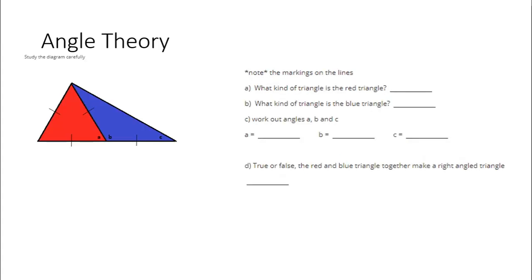Now some more angle theory. Again, you need to look carefully at the diagram. It may not be drawn to scale, but I did warn you up here. Look at the markings on the lines. What do these markings mean? I even warned you by making the first question, what kind of triangle is the red triangle? And most of you got that right.